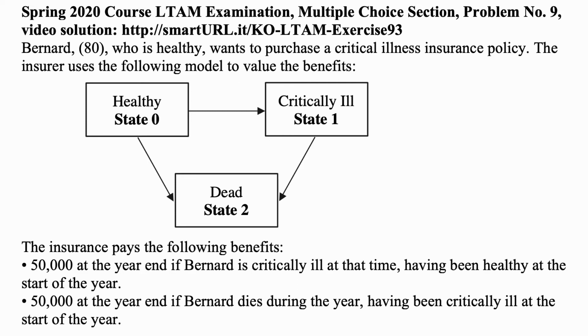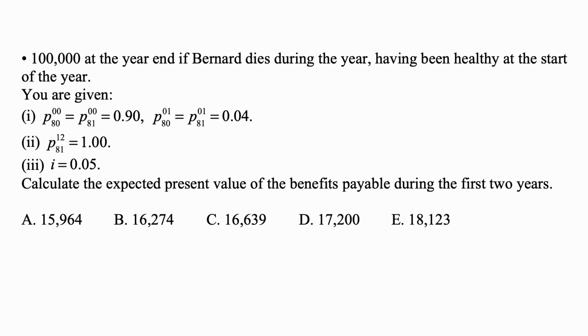The insurance pays the following benefits: $50,000 at the year end if Bernard is critically ill at that time, having been healthy at the start of the year. $50,000 at the year end if Bernard dies during the year, having been critically ill at the start of the year. $100,000 at the year end if Bernard dies during the year, having been healthy at the start of the year.